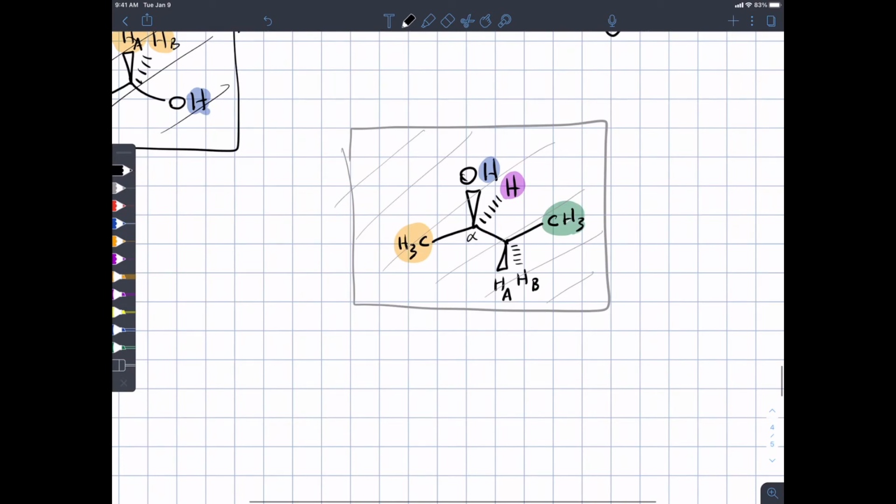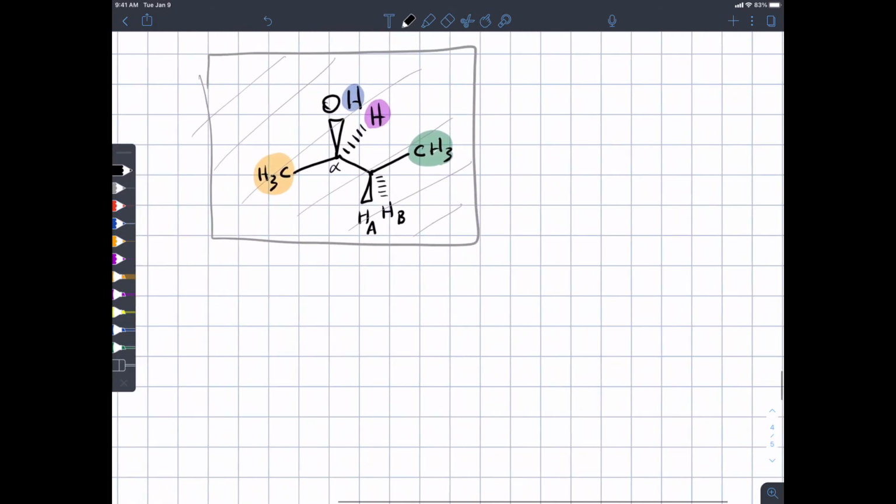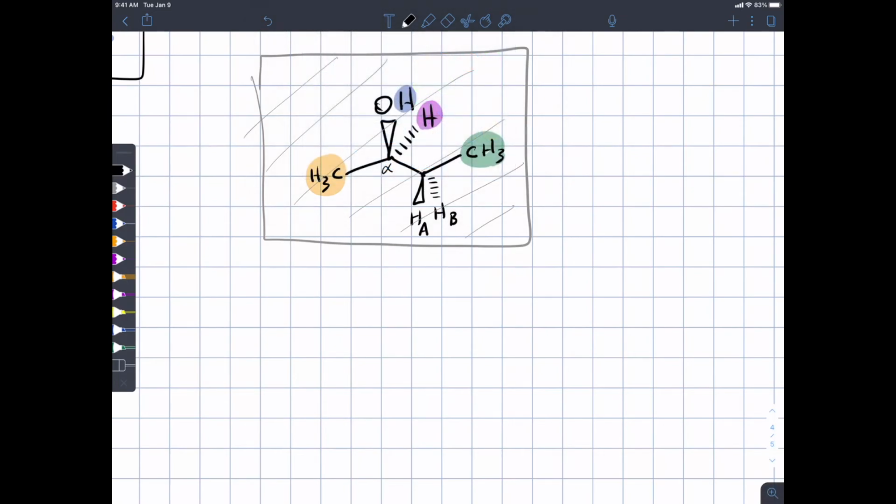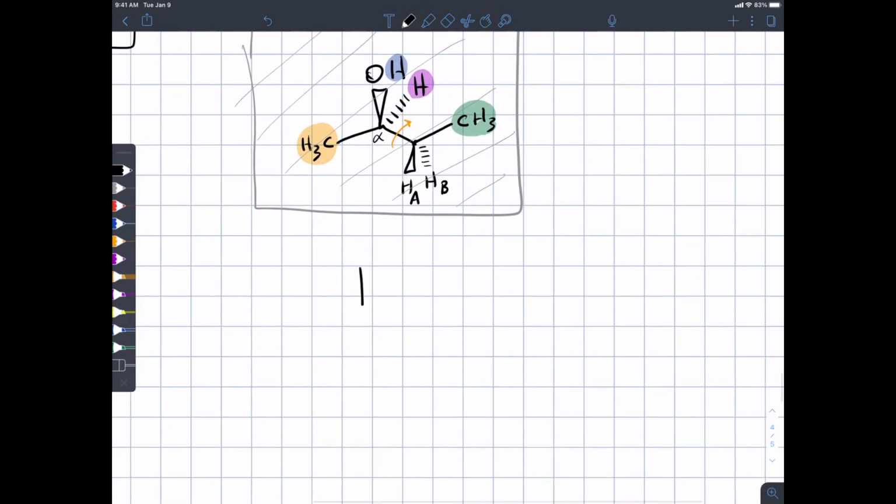Okay, are HA and HB the same? Do they experience the same environments? No, they can't. HA is on the same side as OH, whereas HB is on the opposite side from OH. So they can't be exchanged by a symmetry operation. Now, you could say, well, haha, evil Dr. Price, I know that I can rotate around carbon-carbon bonds, so let's rotate around that bond and bring the methyl group here and the other methyl group there. Now we have the OH group here and the proton here, but HA is still here and HB is still there.